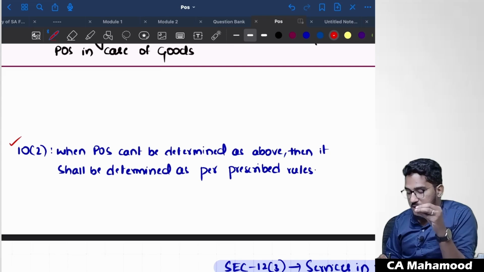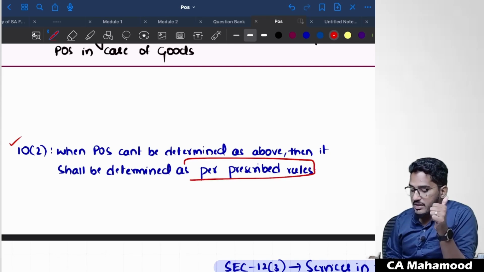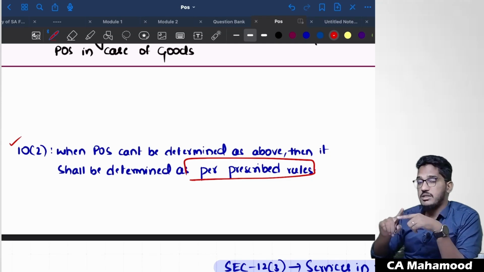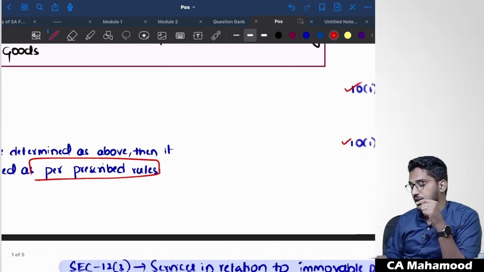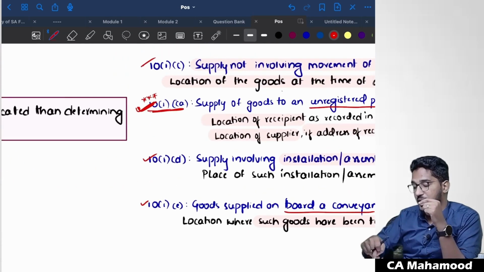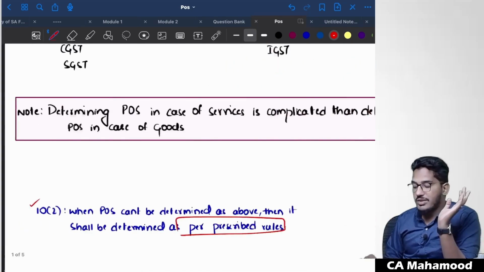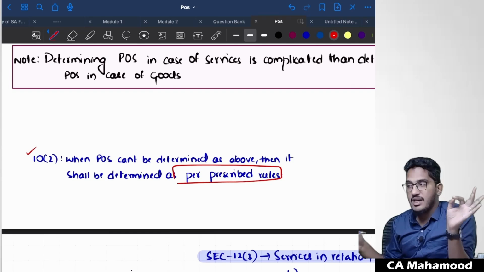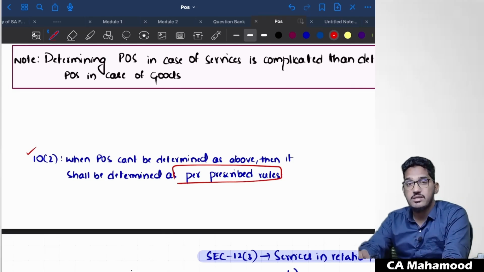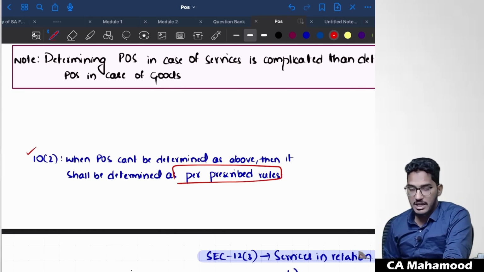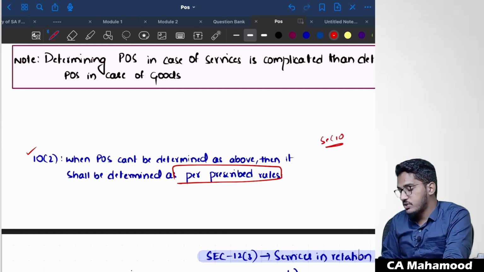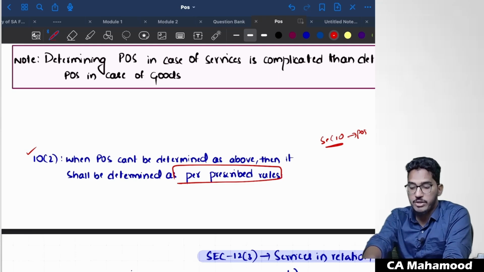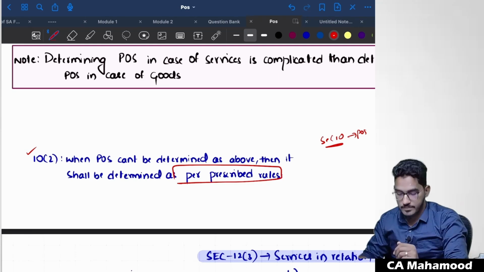They told, in case the place of supply can't be determined as above, then it shall be determined as per the prescribed rules. There are certain rules given. As per those rules, you have to determine place of supply in case you are not able to decide place of supply under any of these clauses. Sir, what are those rules? That is not a part of our CA Inter syllabus. That we will learn as a part of our CA Final syllabus. Everybody able to understand? So with this, we are done with section 10, which is talking about how to determine place of supply in case of supply of goods. Hope you guys are able to understand till here.